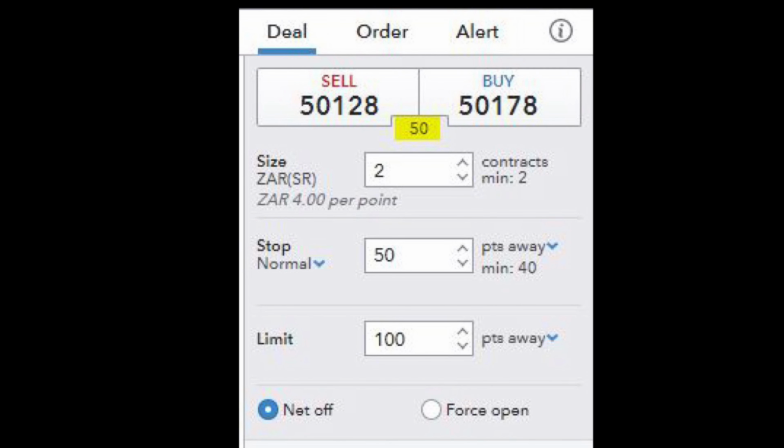Now here, if you look at where we have the yellow highlight, it's the number 50. That is what's known as the spread. It's the difference between the sell and the buy price. Now I've taken this screenshot when it was out of hours. The spread is normally between 12 to 20. But that would mean that it would have to move, let's say, 12 points before you would be in profit.